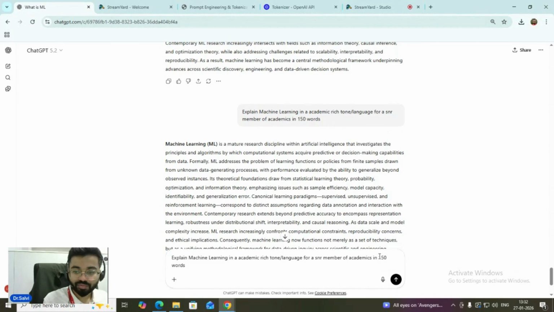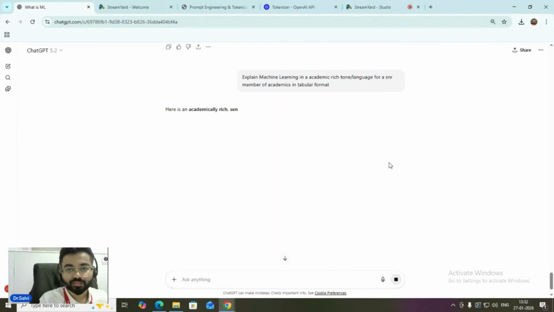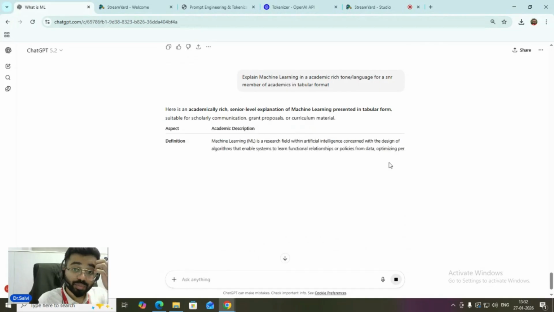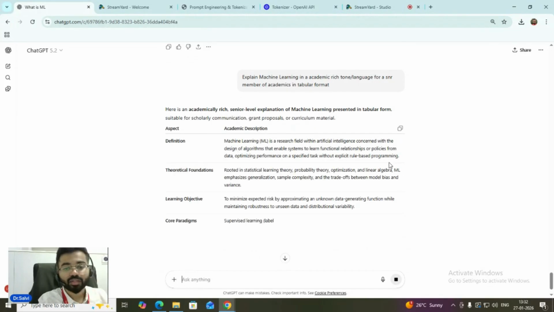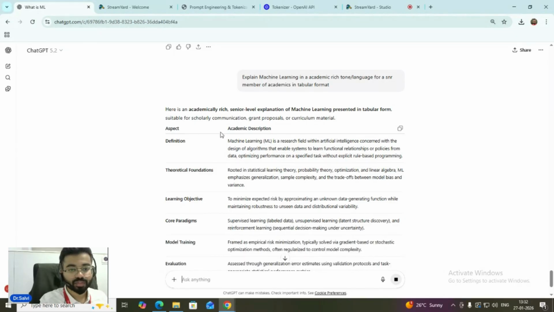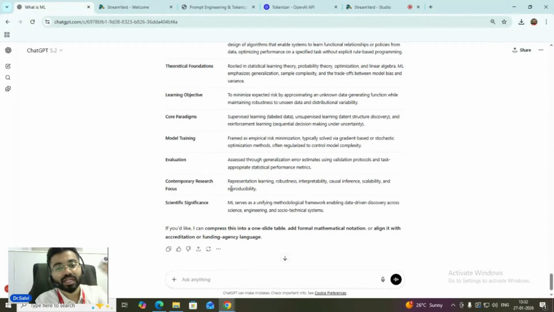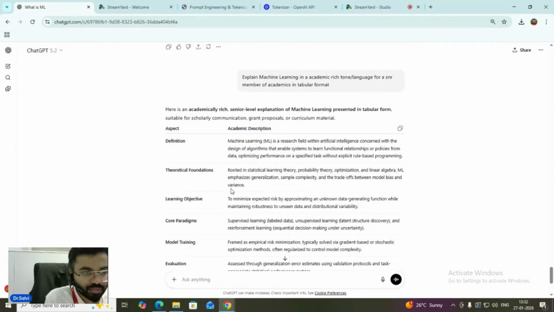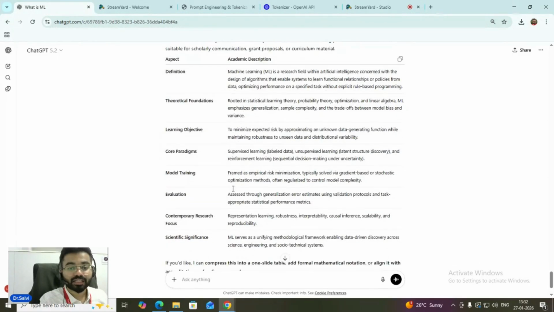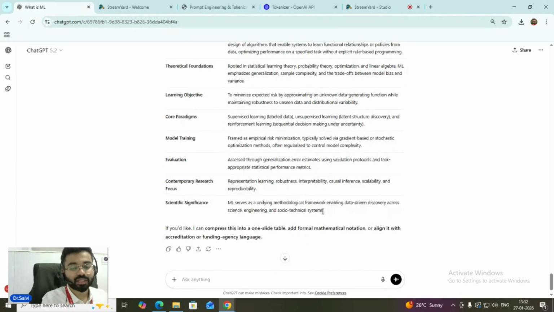and instead of 150 words I put it in the tabular format, right? What happens over here is now I'm trying to specify the various aspects of machine learning, and this is put in tabular form. So now we have the aspect, and then we have the academic descriptions, in which we have the definitions and the theoretical foundations, learning objectives, core paradigms, model training, all of that which was taken in the form of a paragraph now has been written in the form of a table. And that is exactly how the change in understanding is what we can get from this particular aspect, right?